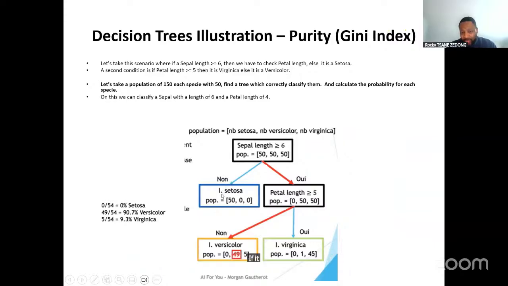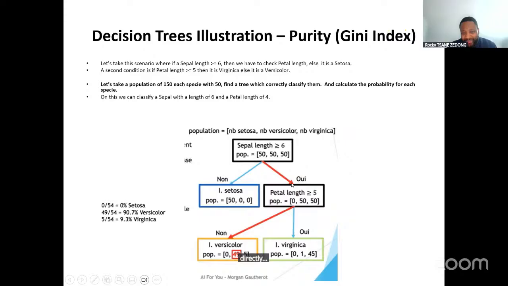If the observation does not satisfy it, it is a setosa. If yes, we have to evaluate another condition: whether the petal length is superior or equal to 5. If yes, it's a virginica. If no, it is a versicolor. So take an example of a sepal with a length of 6.